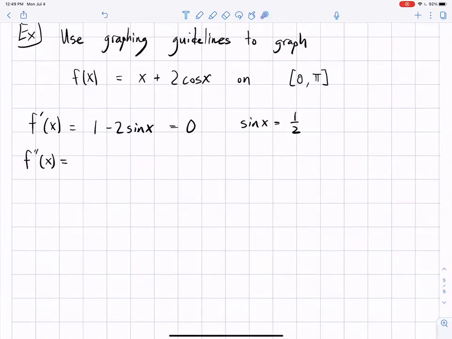And so when is sine of x equal to 1/2? What angle? It's between 0 and pi over 2. So if you drew a little unit circle, where between 0 and pi is the y value 1/2? What angle is the y value 1/2? And it's right here.